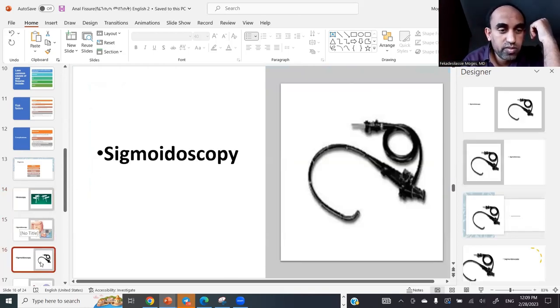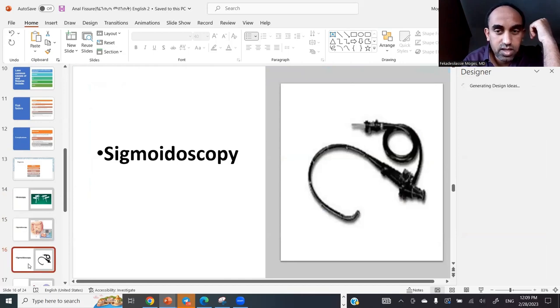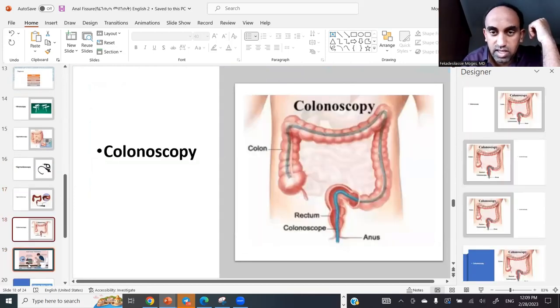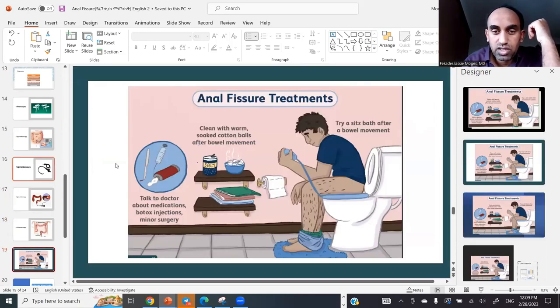So sigmoidoscopy, if you have never seen this, just for demonstration, this is how it is done. Flexible sigmoidoscopy is like this, you do it. It has a camera, like colonoscopy. So, anal fissure treatment, this is how you do it.